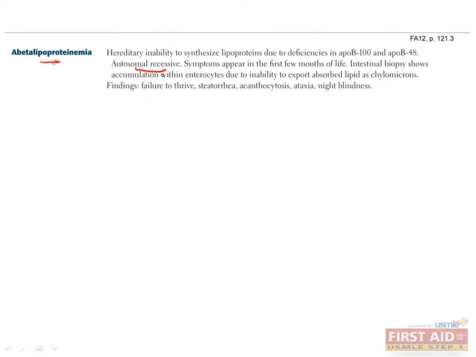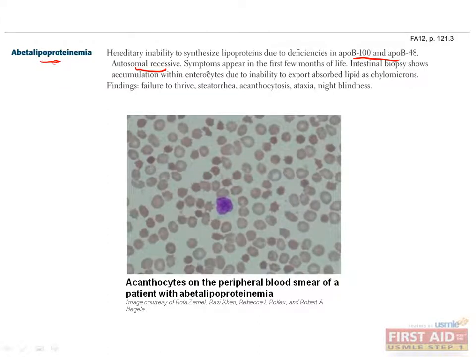This is a rare autosomal recessive disease which results in an inability to synthesize lipoproteins due to deficiencies in ApoB100 and ApoB48. Symptoms start to appear soon after birth and include failure to thrive, steatorrhea, acanthocytosis, ataxia, and night blindness. The pathogenesis of this disease is that without these apolipoproteins, chylomicrons can't be produced, so lipids accumulate within enterocytes and then can't be exported into the lymphatics and into the blood as chylomicrons.